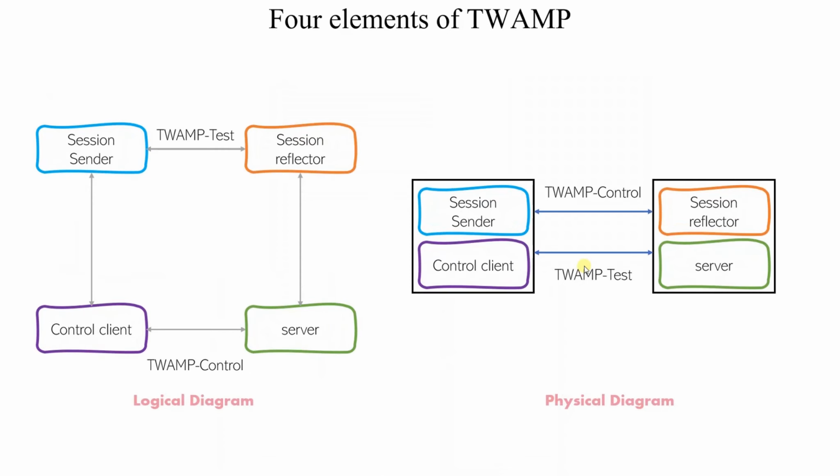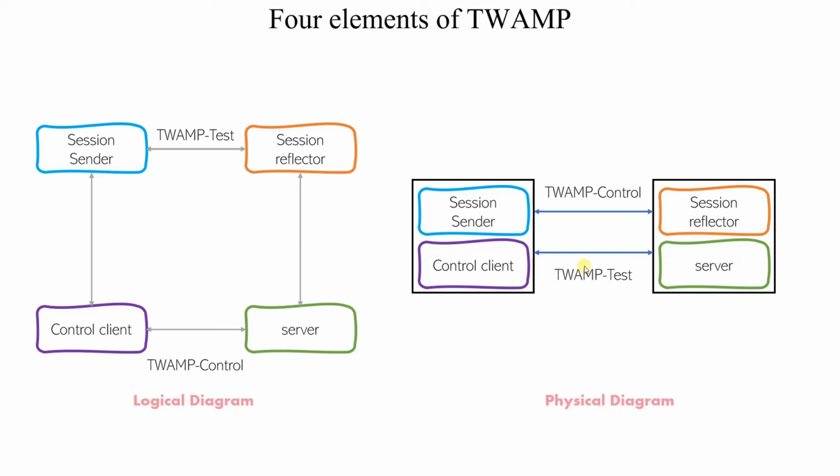Okay, let's see the details about TWAMP. Actually, TWAMP contains four different logical elements: control client, session sender, session reflector, and server. Also, TWAMP has two different protocols. They work together to monitor the performance of the network. Those two protocols are the TWAMP control and the TWAMP test.